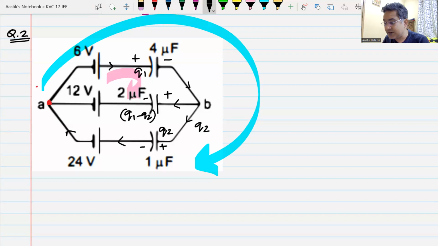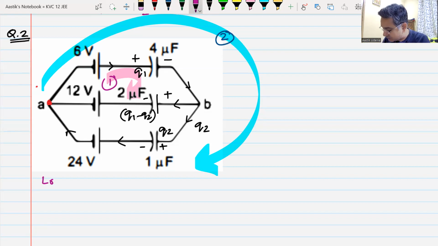Your charge distribution could be different. You could have called the charge in the middle branch Q2 and in the lower branch Q1 minus Q2. Doesn't make any difference. The final answer is always going to come the same. But this is how I have distributed it. I will call this loop number 1 and this loop number 2.